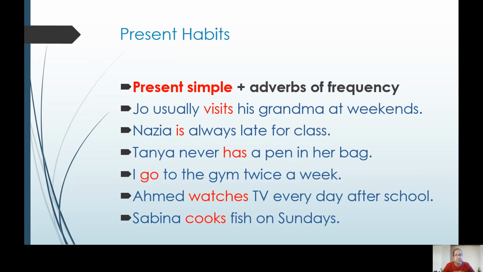So the present simple, we have visits, is, has, go, watches, cooks. The adverbs of frequency in these sentences, we've got usually, always, never, twice a week, every day, on Sundays. So they show us how often the action happens.